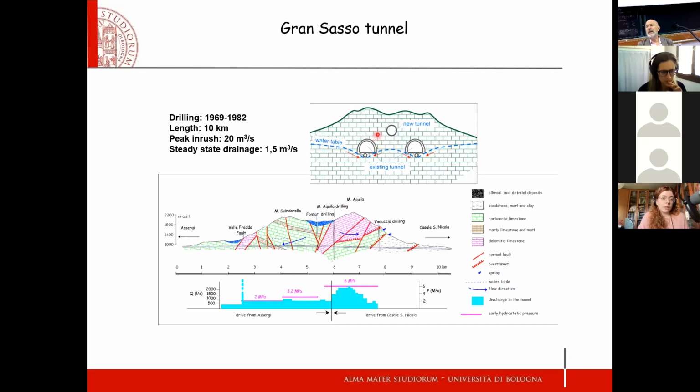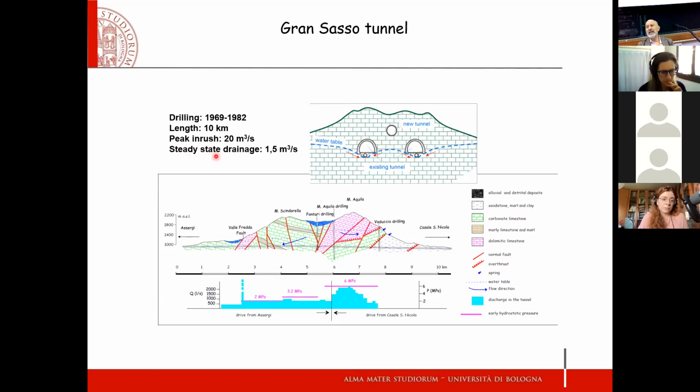And so the effect of these two tunnels was to drain groundwater, to collect groundwater. And now groundwater is collected by these two tunnels and is transported by gravity to the portals of the tunnel. And it is also used for public water supply, both on the Teramo side of the tunnel towards the Adriatic Sea, or on the Aquila side of the tunnel towards the western flank of the Gran Sasso Massif.